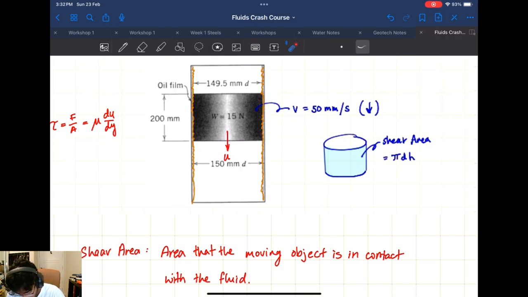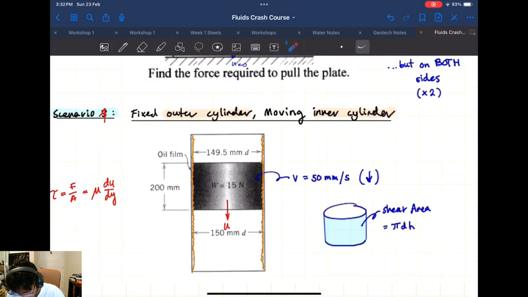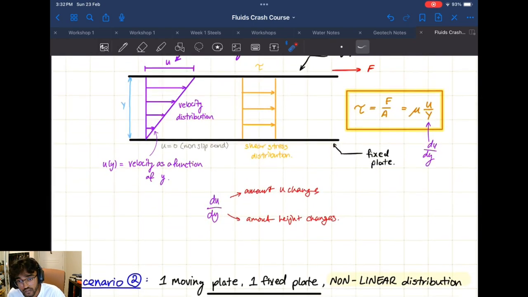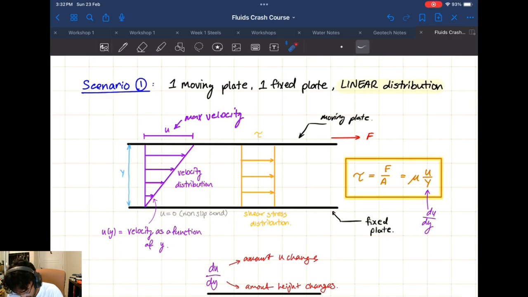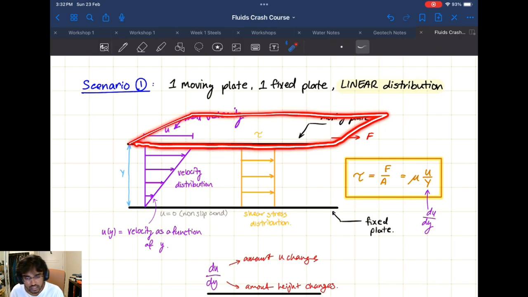So how much of that moving object is in contact with the fluid? In our first one, you can assume that it's a rectangular plate like that. I've drawn it in 3D. Just think of it as going inwards into the page, right?